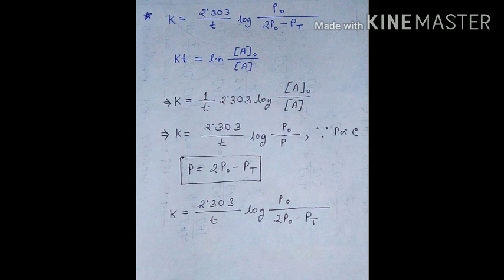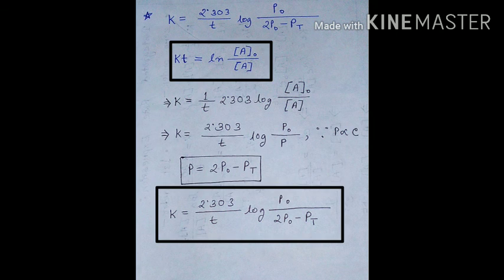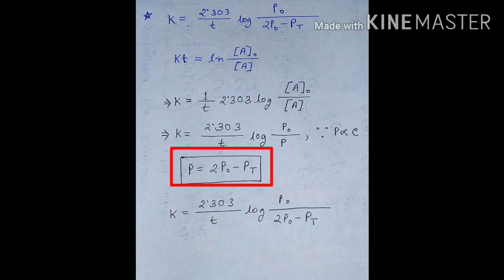Putting this value of P in the formula, we have K is 2.303 by t log P naught by twice P naught minus Pt, which we so simply derived from the single formula Kt is ln A naught by A. So what you need to know is that P is twice P naught minus Pt, nothing else, and you will be able to recall the entire formula.